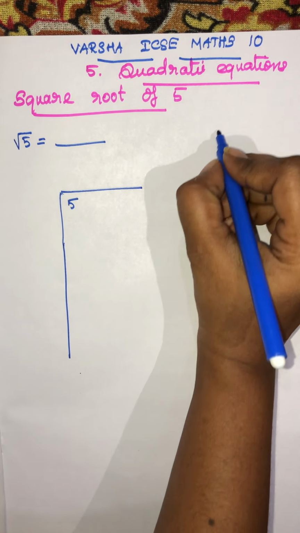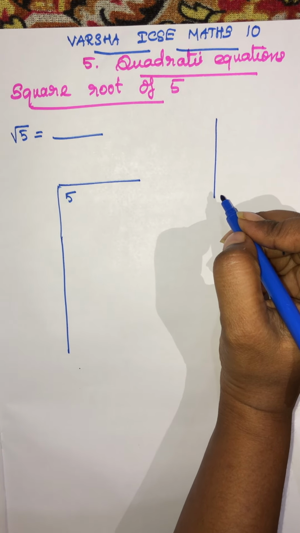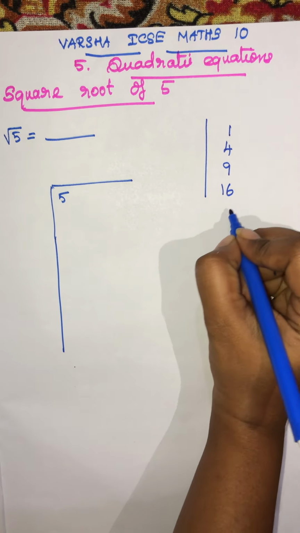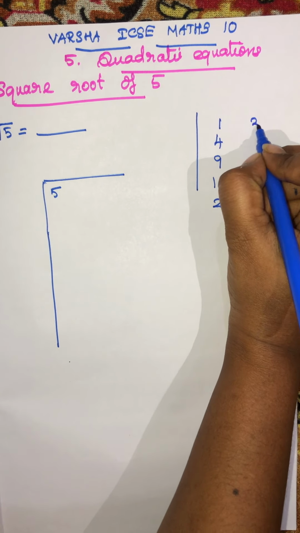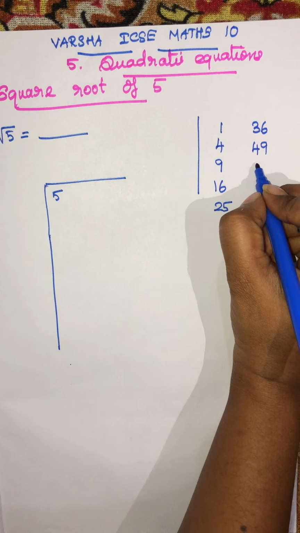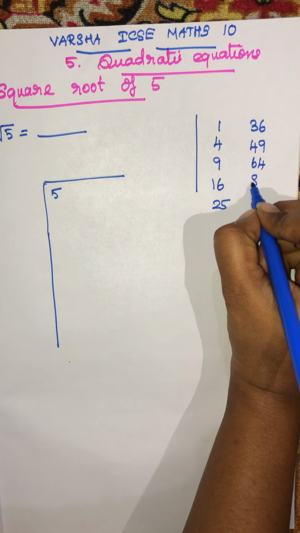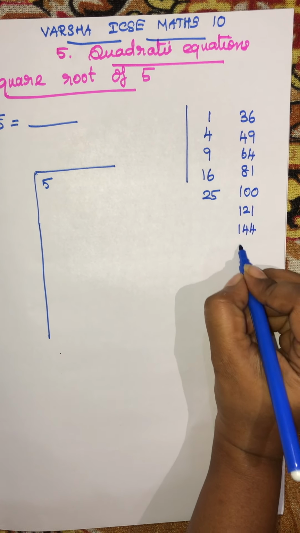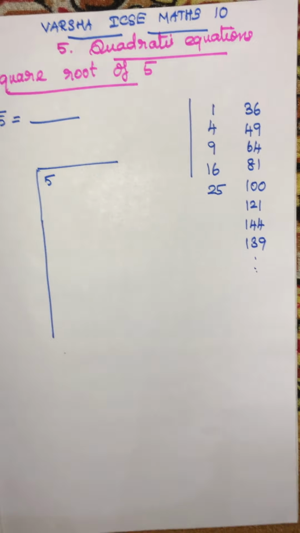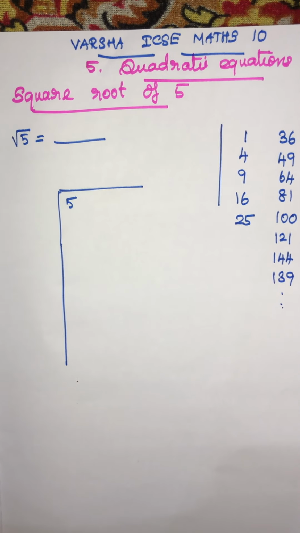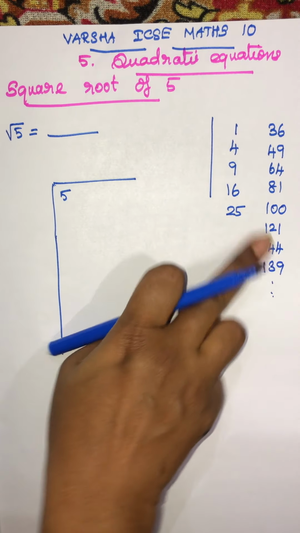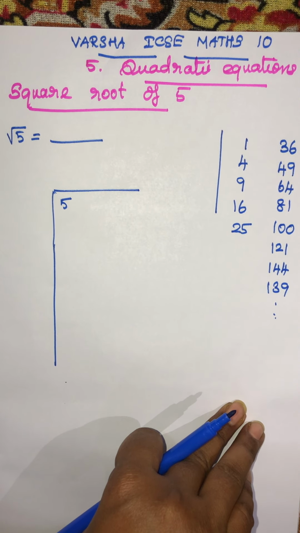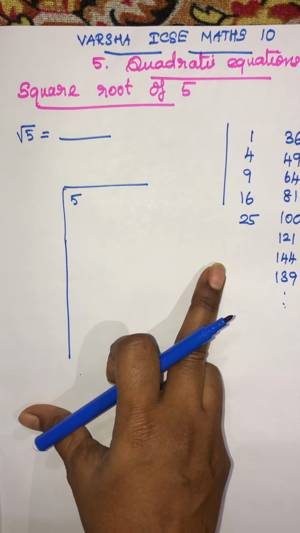Okay students, before that we have to know the perfect squares. What are the perfect squares? 1, 4, 9, 16, 25, 36, 49, 64, 81, 100, and 121, 144, 169, and so on, 196, 225. First you have to memorize these perfect squares till 20. It will be useful for your higher standards. This is the list of perfect squares.